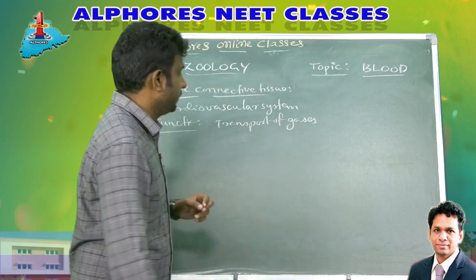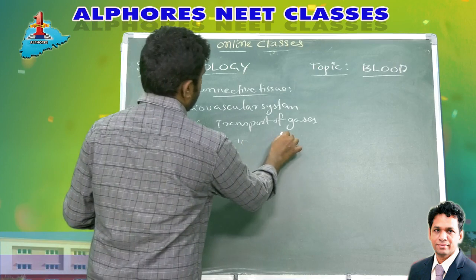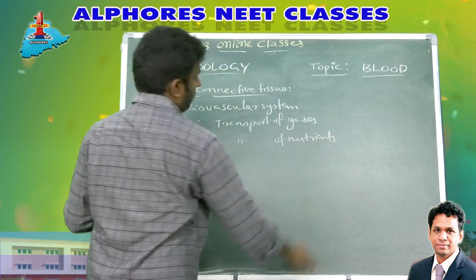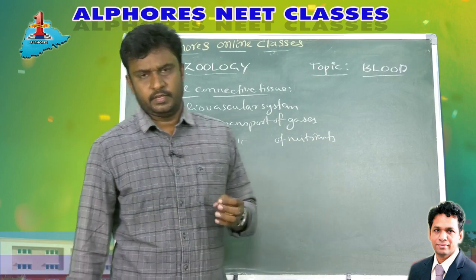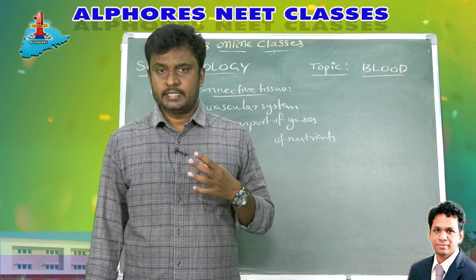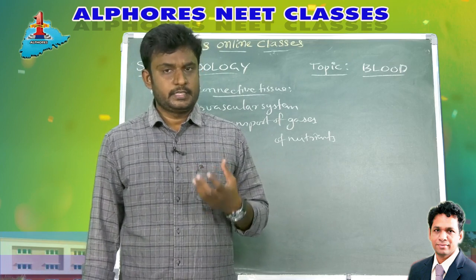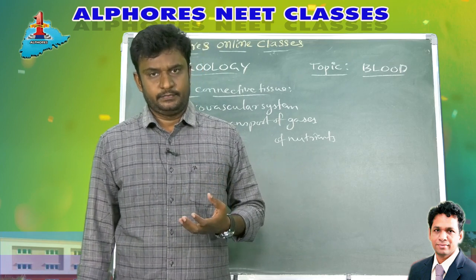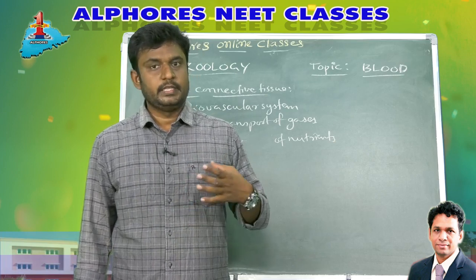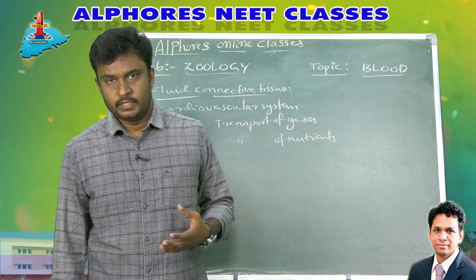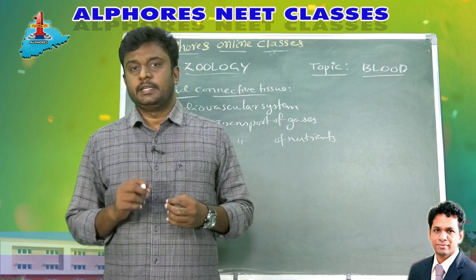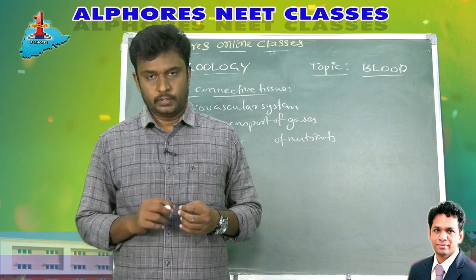Then transport of nutrients. If we eat food materials, the food materials are digested. The digested food materials are released into blood. Through the blood only they circulate to various parts of the body. So each and every part of our body gets the food material through the blood only.